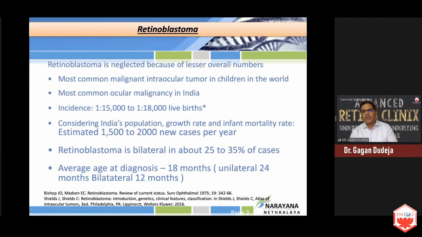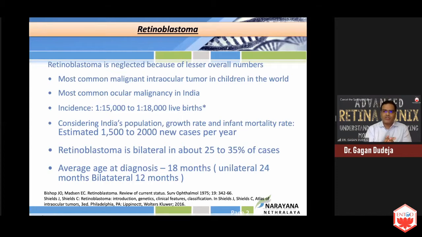Retinoblastoma is the most common intraocular malignant tumor, though the numbers are still small. It has a fairly consistent incidence of 1 in 15,000 to 1 in 18,000 live births. In India, we have about 1,500 to 2,000 estimated new cases per year. It is bilateral in one third of cases, unilateral in the rest. The average age of diagnosis in unilateral cases is more than in bilateral. Overall, retinoblastoma probably does not infuse interest because of the numbers.